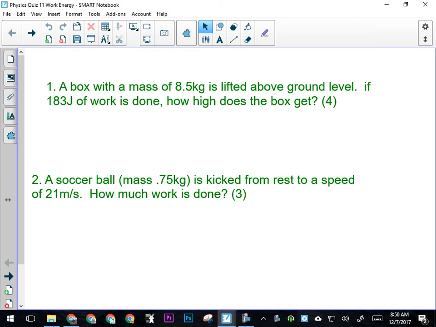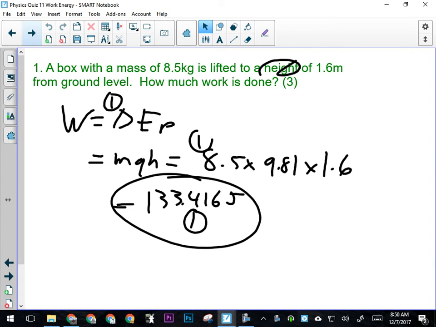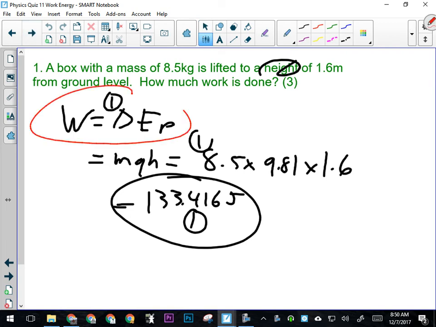All right. So in our first question here, we have a box that is lifted above ground level. 183 joules worth of work is done. What kind of energy did we change here? Potential energy, right, because we changed its height. It mentions nothing about an acceleration or any change in velocity. So we're looking for how high the box gets in question number 1. Give them a mark for their work is a change in potential energy / givens. That'll be kind of our first mark.